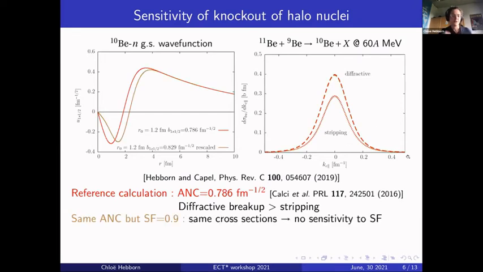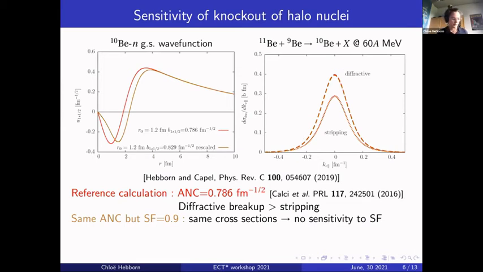Now, if you consider another description of beryllium-11, which has another ground state wave function, which reproduces exactly the same asymptotics, but a different spectroscopic factor. Here it is about 0.91, before it was equal to 1. This value is not chosen randomly, it is the spectroscopic factor predicted by the ab initio calculation. So you obtain this ground state wave function that has exactly the same asymptotics by construction, but a very different inner part. And if you use this wave function in the eikonal code, you will obtain cross-sections that are on top of the cross-sections in the previous case.